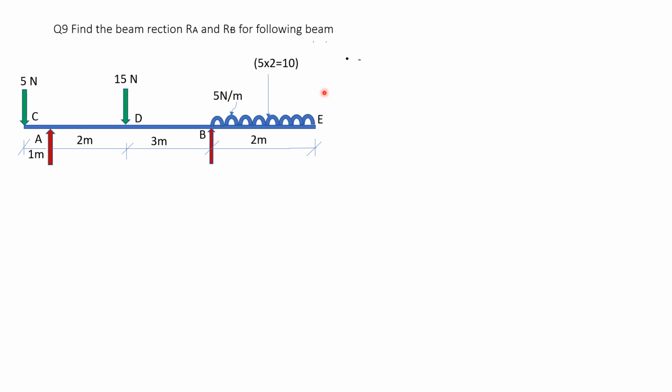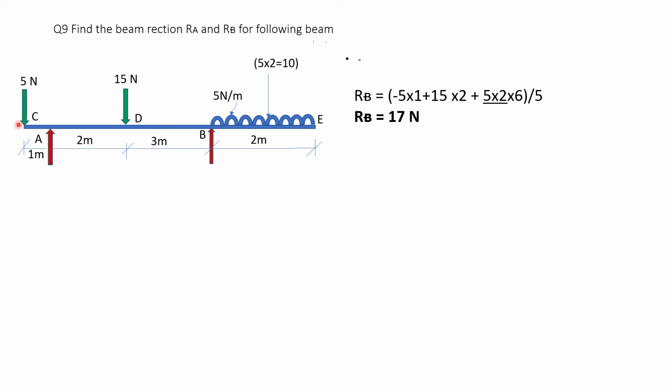So the equivalent point load will be 5 into 2, because the UDL is now acting on a 2 meter span. So 5 into 2, that is 10, is the equivalent point load. Now this will act at the center of BE, that is at 1 meter from B. Now RB will be equal to, we are taking moment about A, so moment of RA about A is 0, so RA is nowhere in the picture.